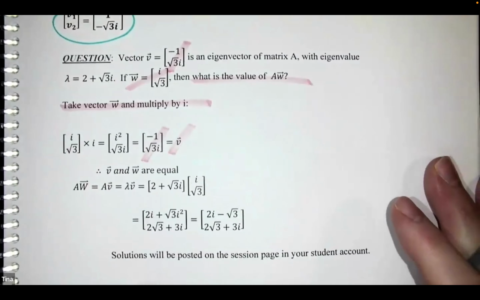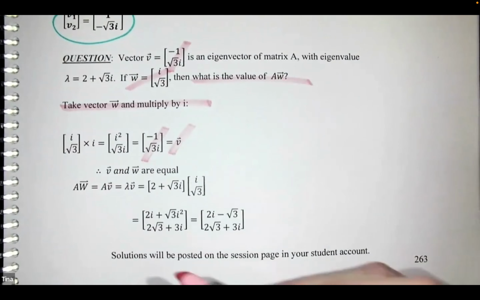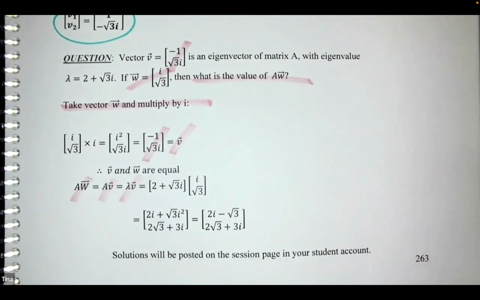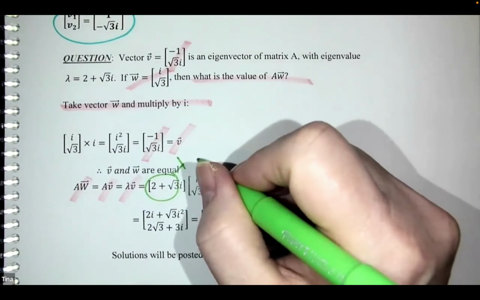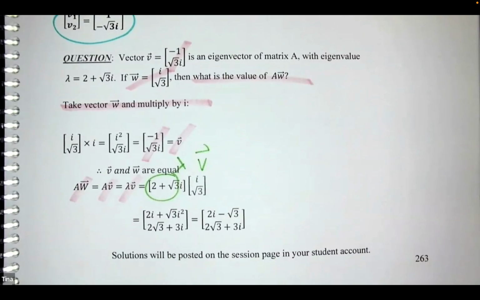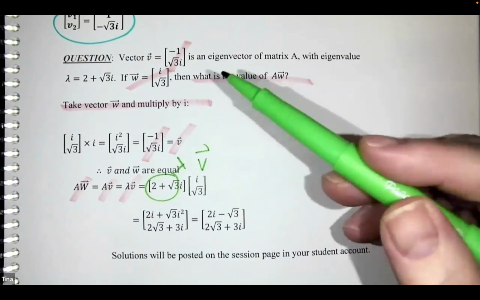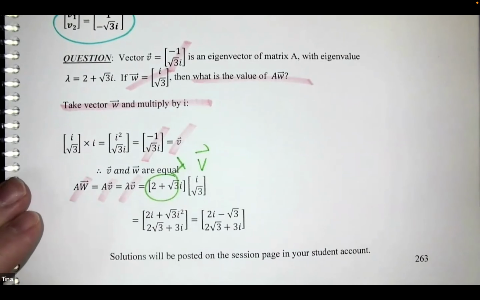And guess what? Same vector. So if v and w are equal, remember, AV is lambda v, then if w is the same, then AW is just lambda times w. Same thing as lambda times v. So our lambda is right here, and then there's our vector v or w. And we get the same answer.